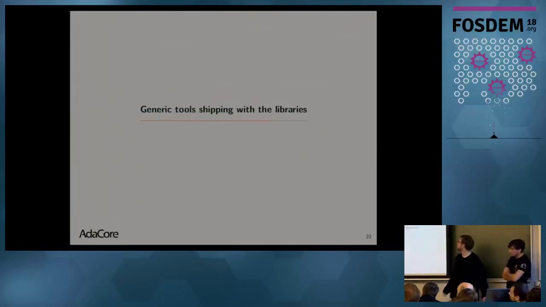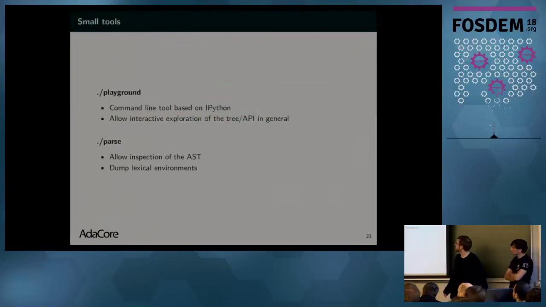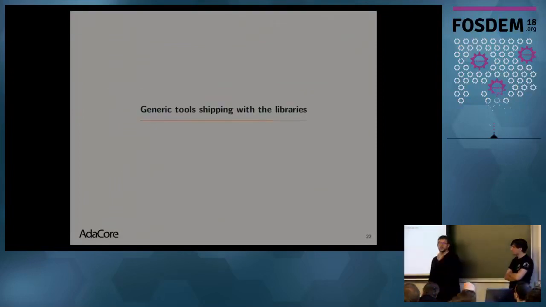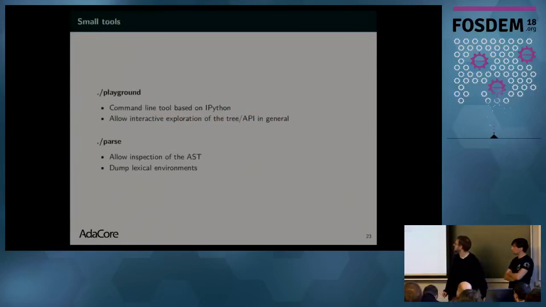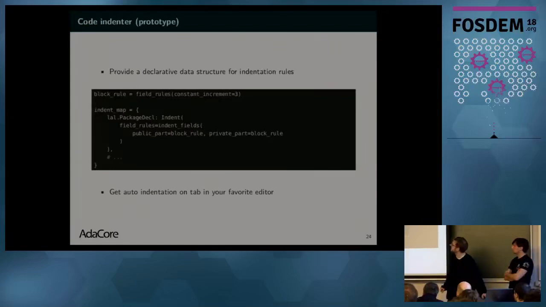Very little, actually. So we ship a number of tools along with the libraries, and the hope from the Langkit project is that the more we go along, the more generic tools we have that you can use. Once you have a language specification, you have generic tools working on it. So we have simple command line tools that you can use. Playground is an interactive shell based on IPython. Parse is just an AST dumper. But we have more interesting stuff, like a prototype for a generic code indenter, for example.